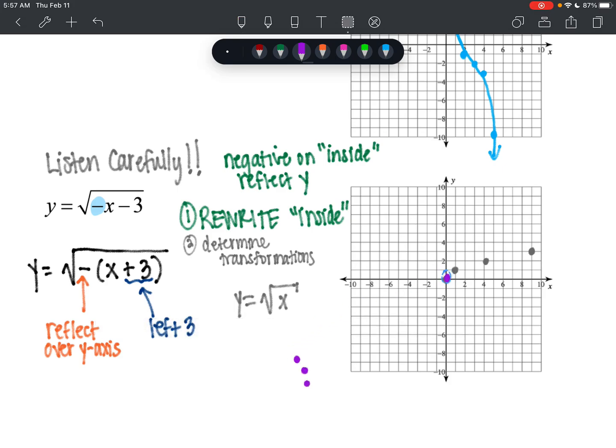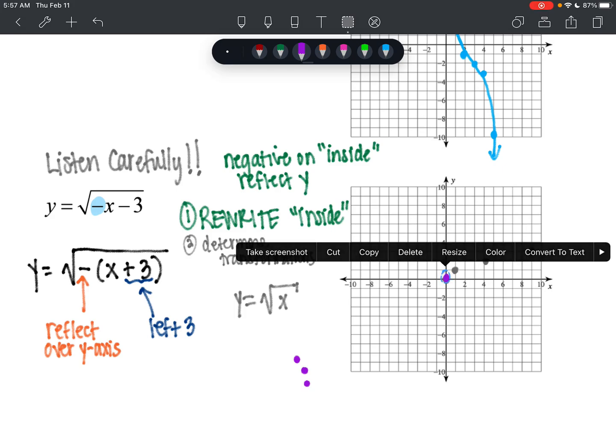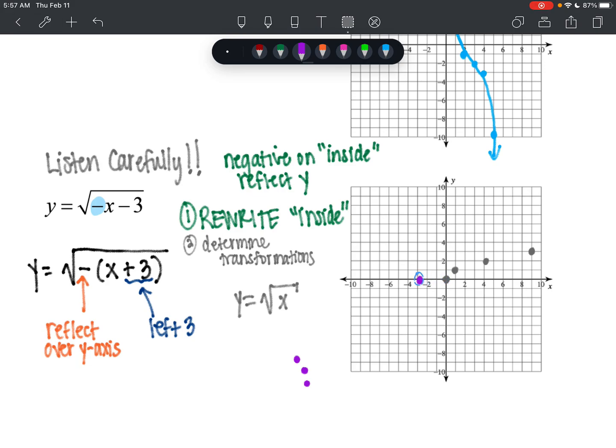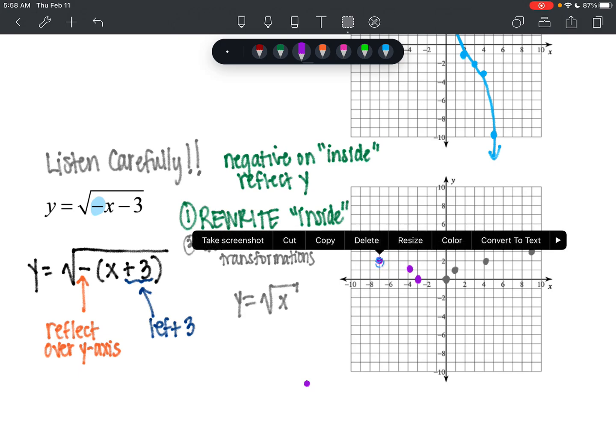So I'm just going to make my points up first. So we're going to reflect over the y-axis first. This point is on the y-axis, so it's going to stay there. And then it goes left 3 units. This point right here, 1, 1, reflects over the y-axis. And then it goes left 1, 2, 3 units. This point, 4, 2, is going to reflect over the y-axis, so it's going to go to negative 4, 2. And then it's going to go left 1, 2, 3 units.